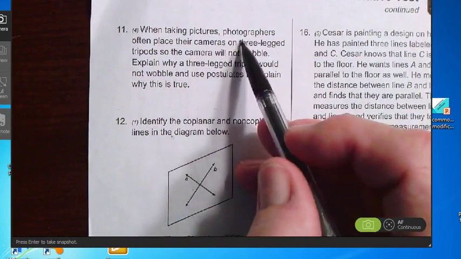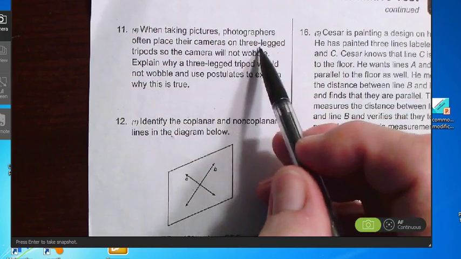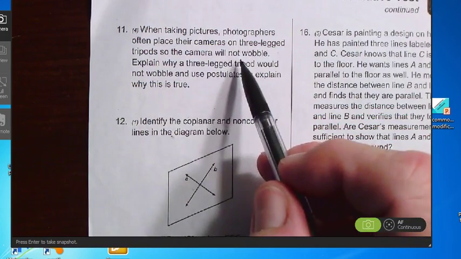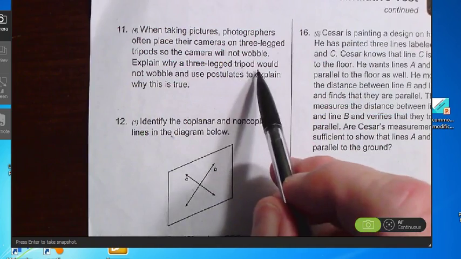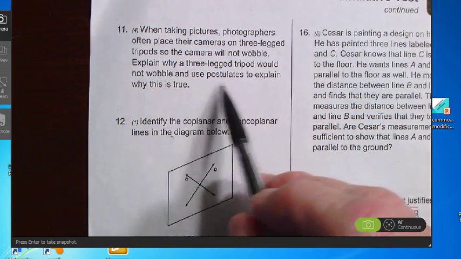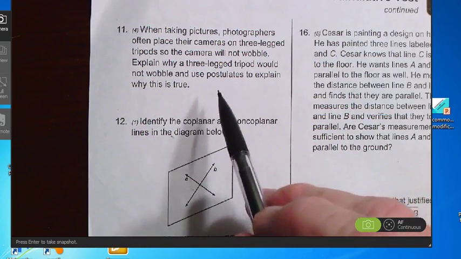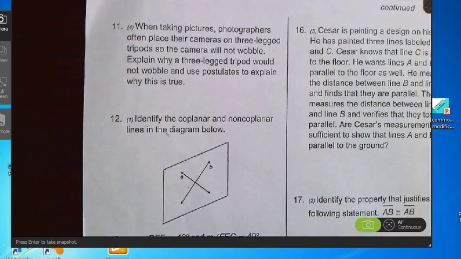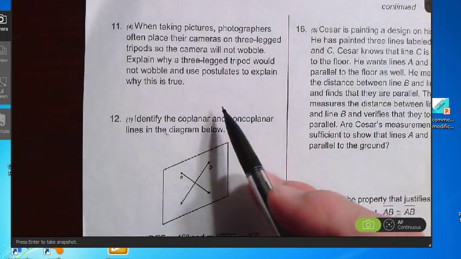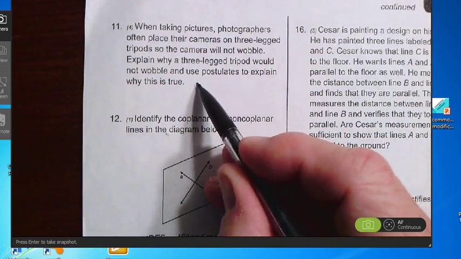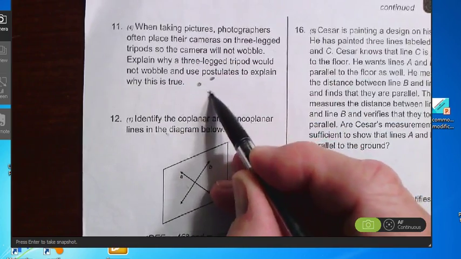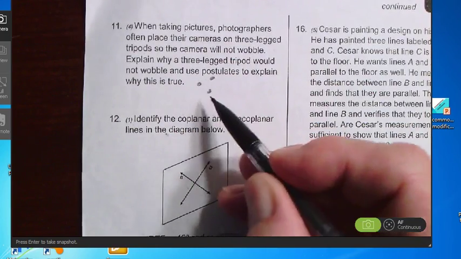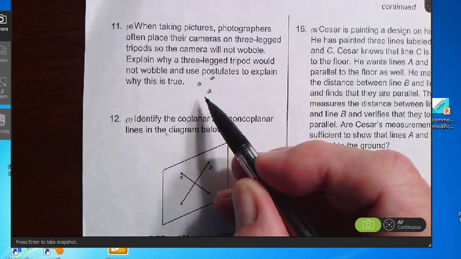When taking pictures, photographers often place their cameras on a 3-leg tripod so the camera will not wobble. Explain why a 3-leg tripod would not wobble, and use postulates to explain why this is true. All right, again, we talked about this in class where you have any 3 non-collinear points. If you spread them out evenly like that, then that's going to give stability, and it's going to define a plane.